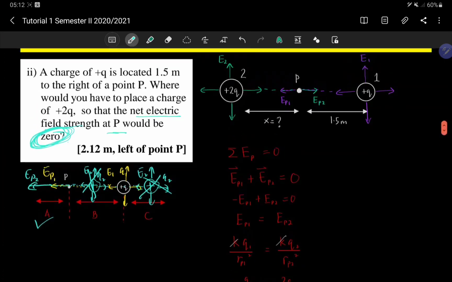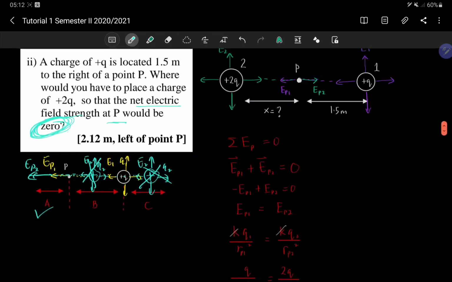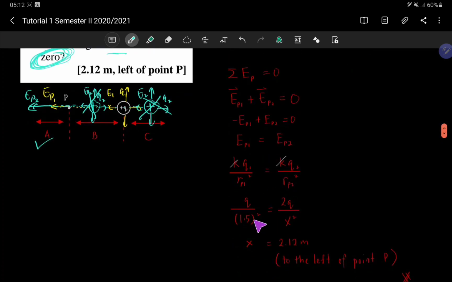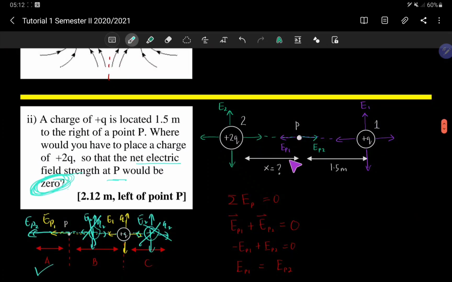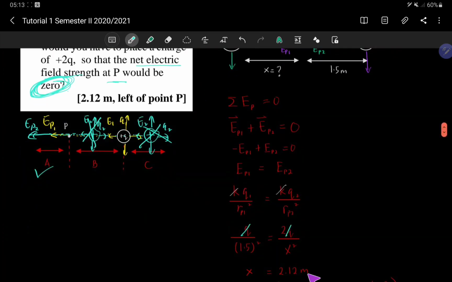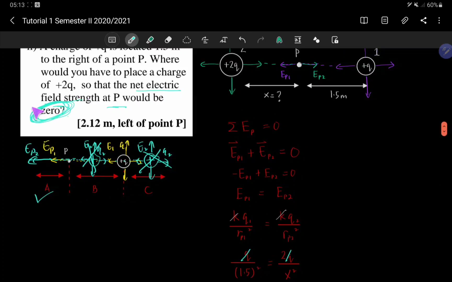Q1 is given already, positive Q. Q2 is given also, which is positive 2Q. RP1 given is 1.5. RP2 is X. Substitute into this equation. Q and Q cancel each other again. So X we get now is 2.12 meters, which is to the left of point P, or at the left side of point P, at a distance of 2.12 meters, so that the resultant will be 0.